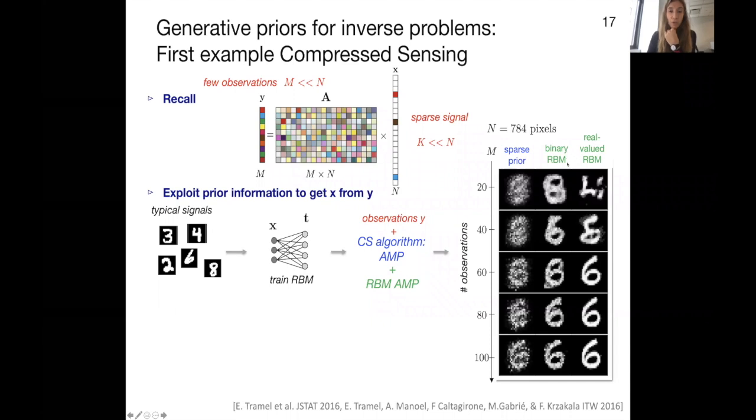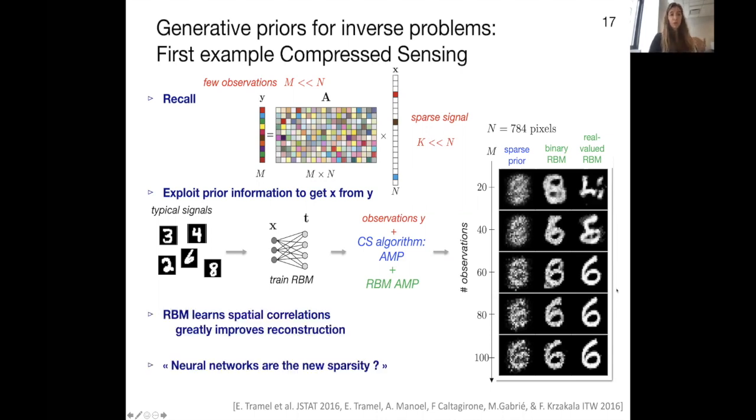We can see that in this first version, with maybe 80 observations, we start to have something that really looks like a nice 6. But when we have a full training of the RBM also on the values of the pixels in the image, then with as little as 60 observations, we are able to do the reconstruction. Of course, the RBM has learned the spatial correlations between the pixels, and so it greatly improves the reconstruction. And this triggered the question of whether neural networks were the new sparsity.